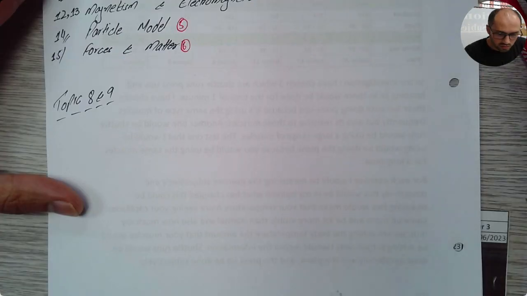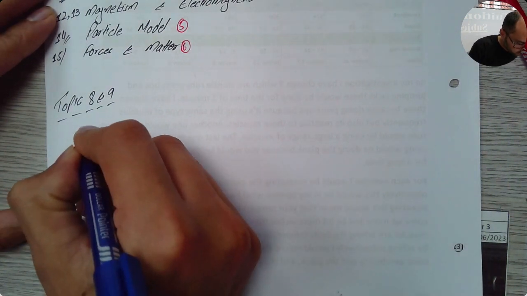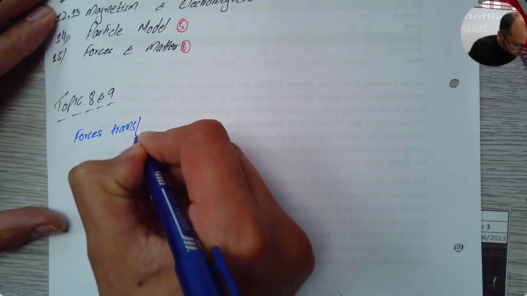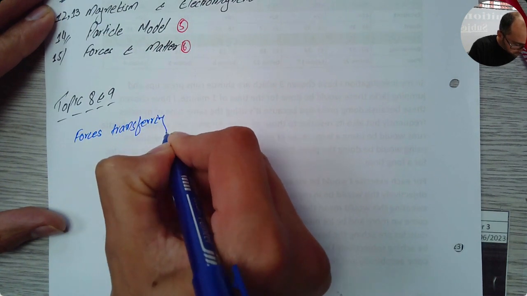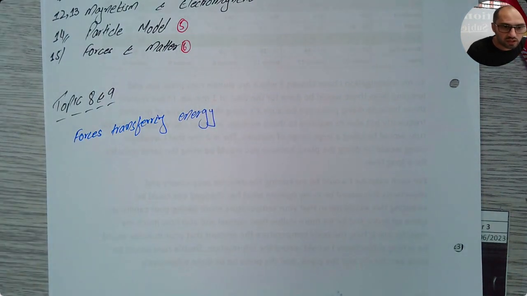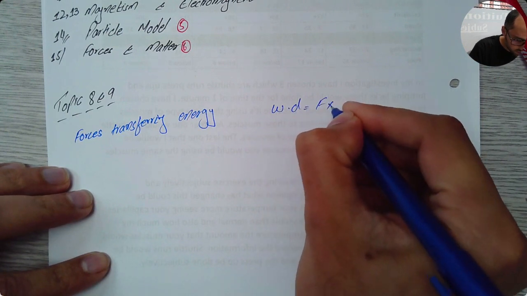Let us have a look at topic 8 and 9. The first part of these topics involves forces transferring energy. Now there are a few equations that you will need to know. One is work done equals F times D.